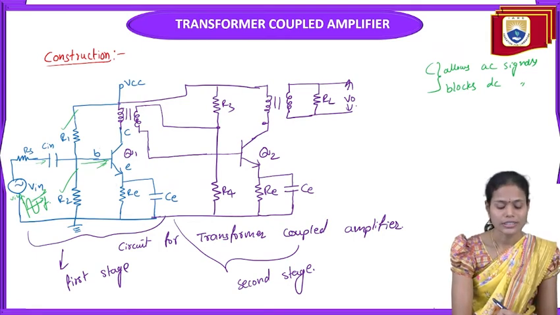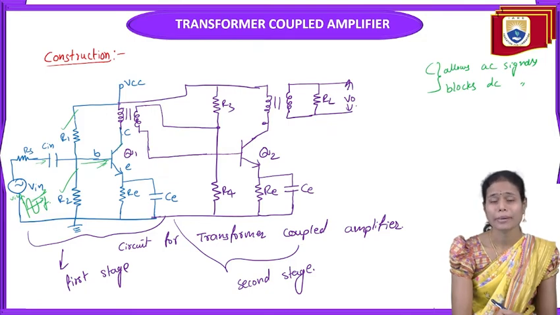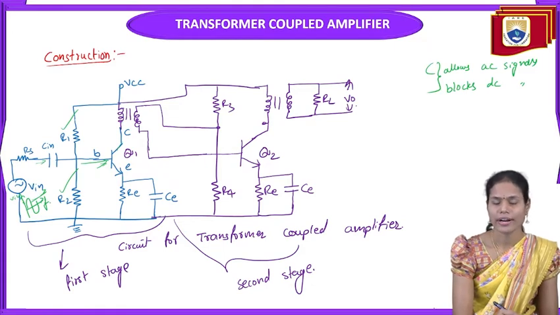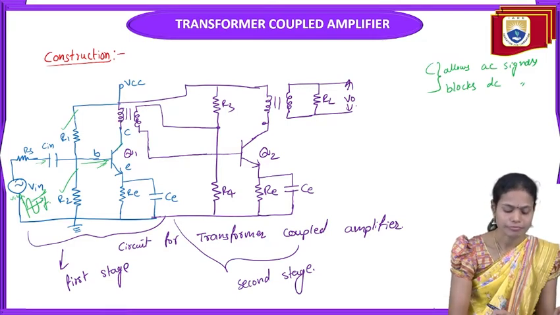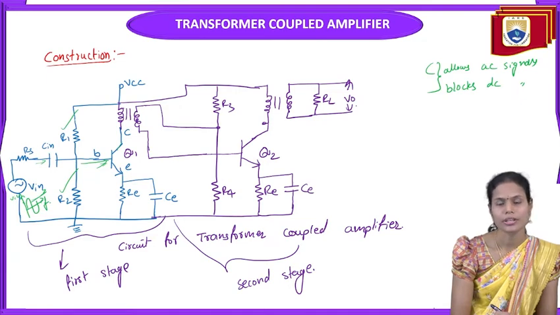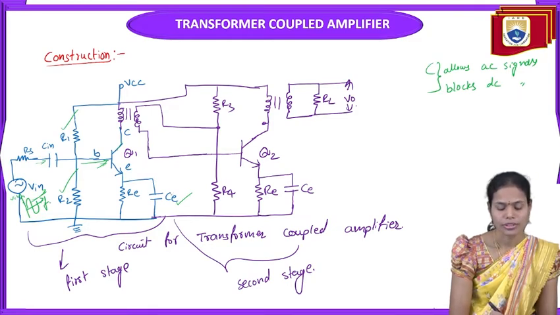And for the collector terminal, we are connecting the primary winding of the transformer here. So the required collector resistance for the transistor is provided by the primary winding of the transformer itself. And for the emitter, we are connecting the emitter bypass resistor as well as the emitter bypass capacitor. The function of the emitter bypass capacitor here is to provide the path for the amplified signal.